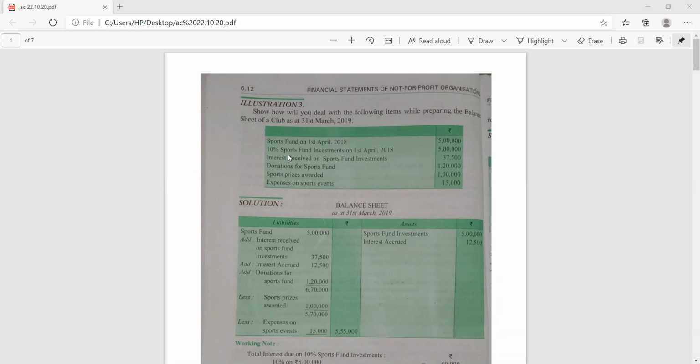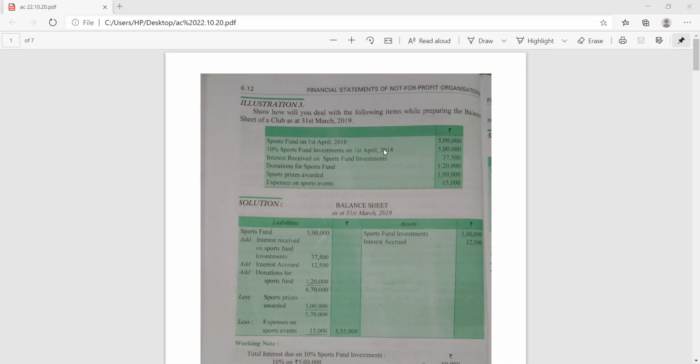Okay. 10% sports fund investment on 1st April 2018. See, whenever any not-for-profit organization or profit organization gets any fund, they don't keep the fund idle with them. They invest it somewhere else, as it is helpful to generate more money or income. So in this way, the organization has invested the sports fund in sports fund investment, the same on the opening date, and 10% is the rate of return on that particular investment. Complete 5 lakh has been invested and 10% return is to be given on that.